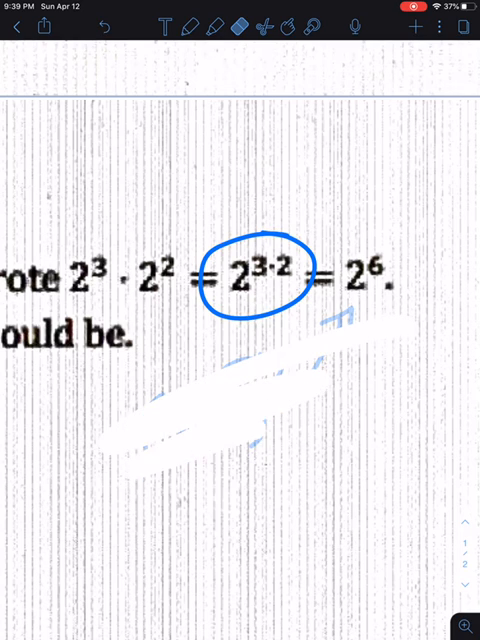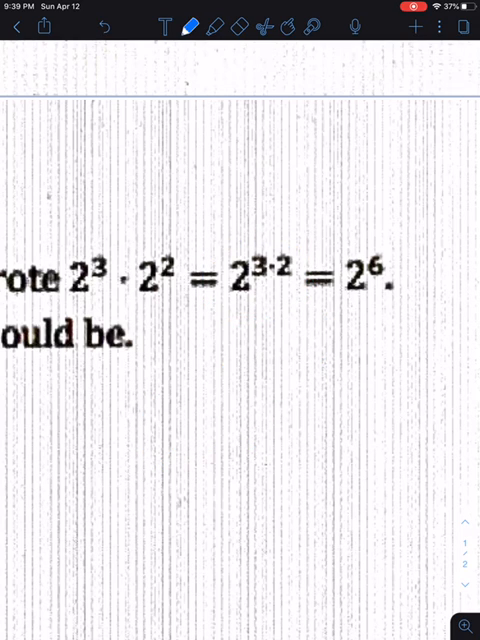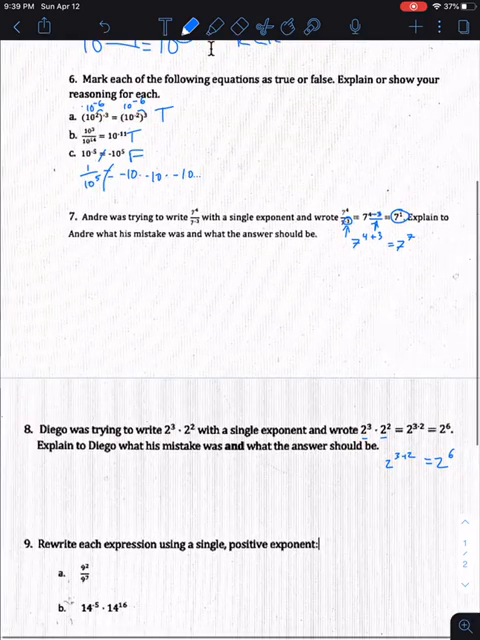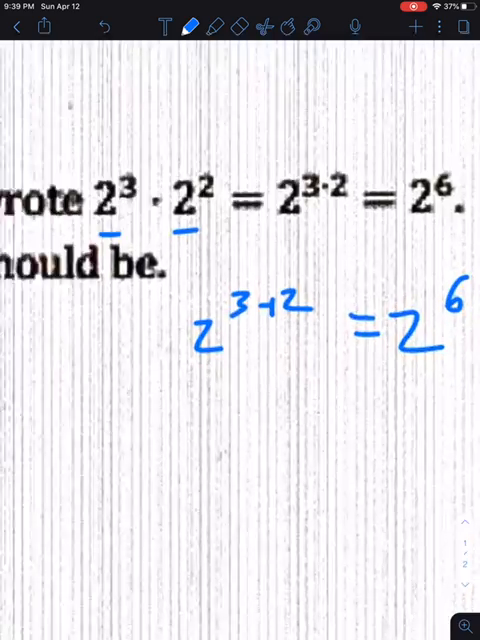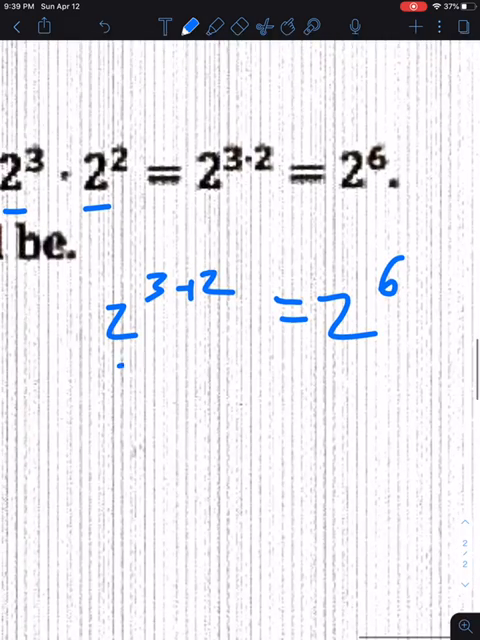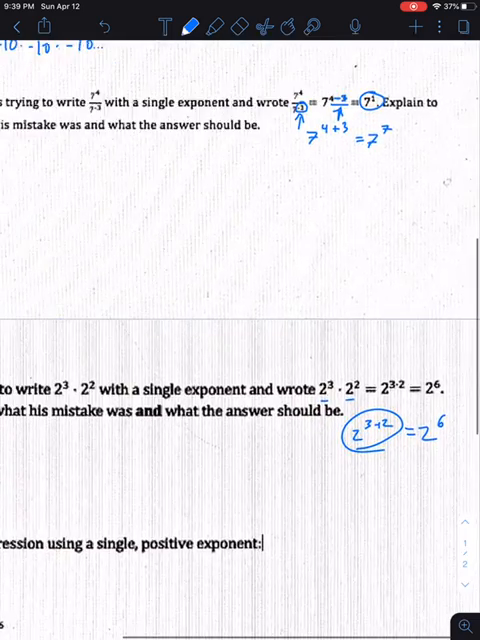But there's no parentheses. There's 2 bases. They are the same. So in fact, we just add the exponents, and we get 2 to the 5th. Okay? And there you go. So what did he do wrong here? He used the power rule when he should have used the product rule. That's what he did wrong.